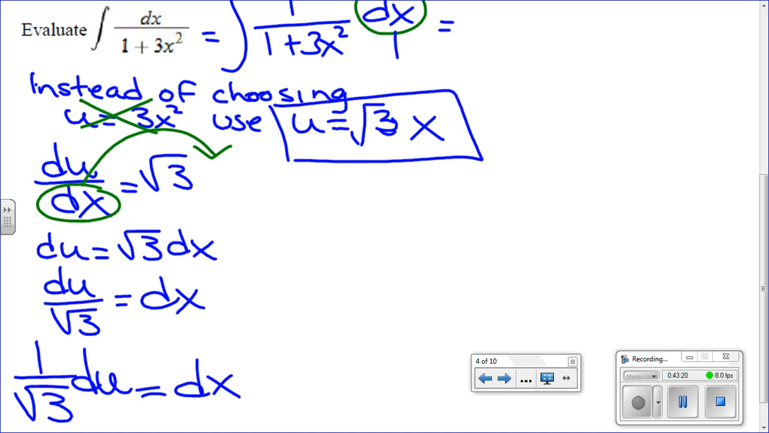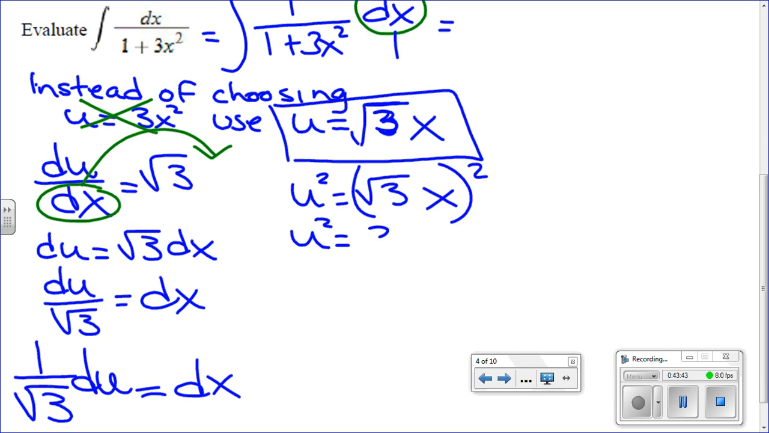Okay. Now, this is going to confuse you guys, so get ready. Remember how we chose u to be the square root of 3 times x, right? So what happens if I square both sides? I get 3x squared, because you distribute the exponent to the square root of 3, so we cancel the square root. And then x raised to the second power is just x squared.